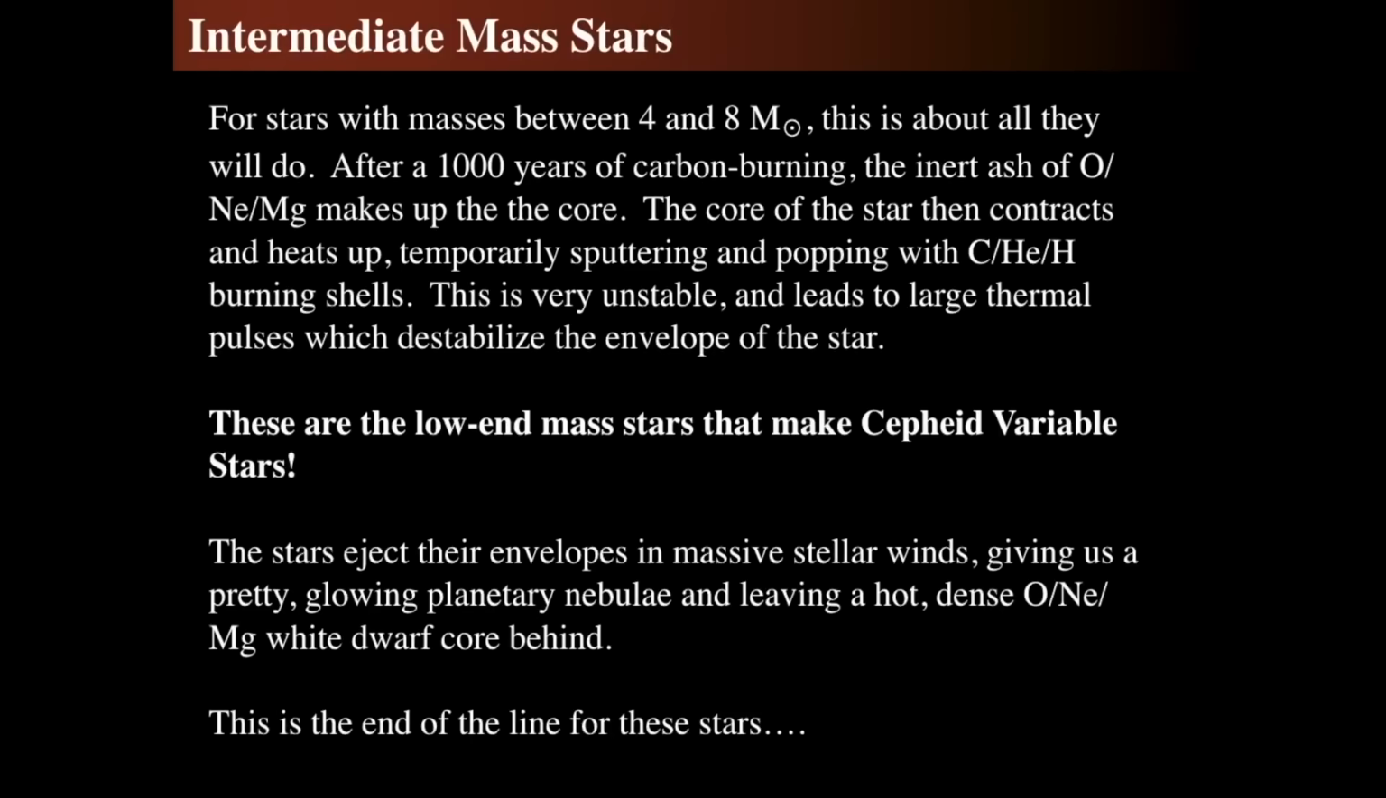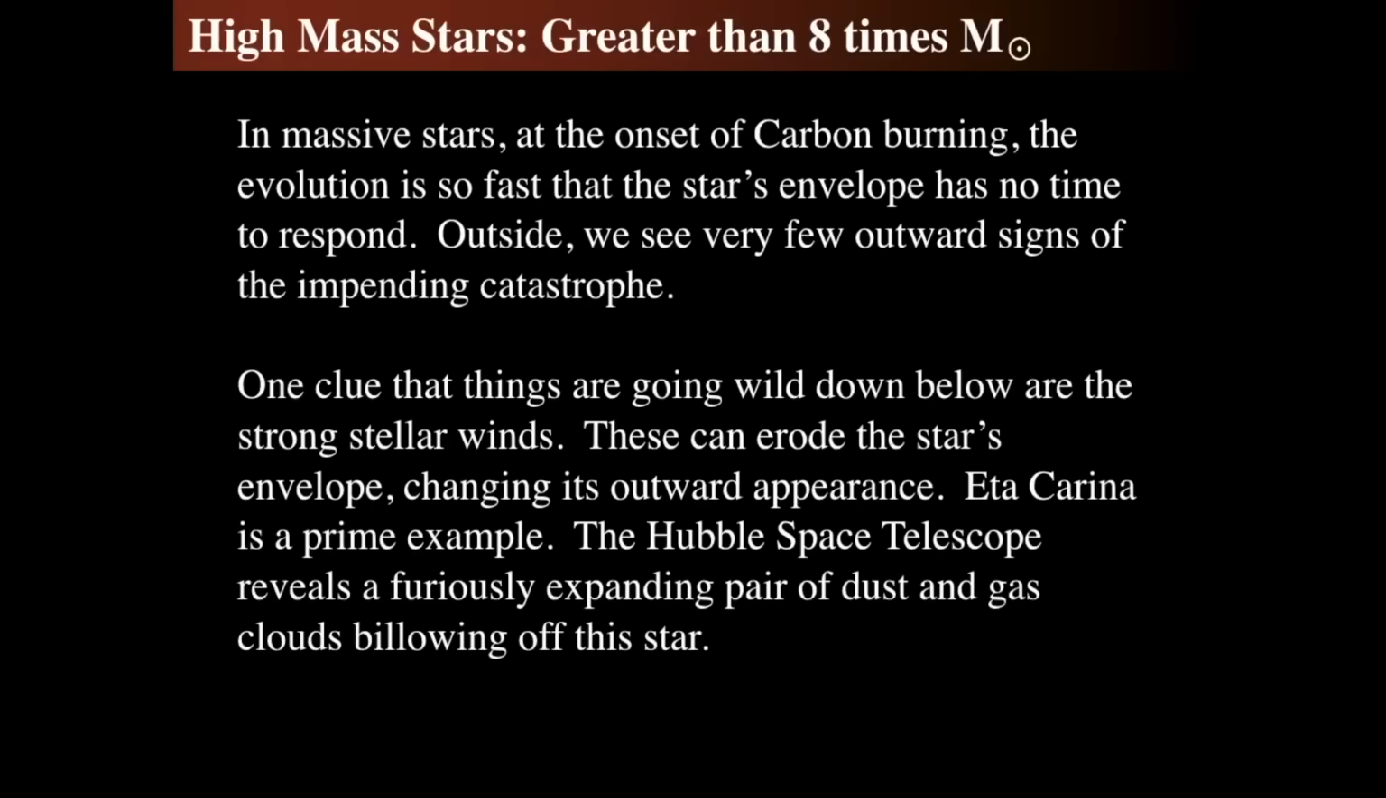So a massive, super heavy-duty stellar wind comes off, leaving a white dwarf core with a large planetary nebula. Much more massive than that, at least 8 times the mass of the Sun, then carbon burning can happen. The carbon burning evolution is insanely quick. It'll happen in less than 1,000 years, and the star's envelope has no time to respond to that. And there's a big thing that's going to happen really soon.